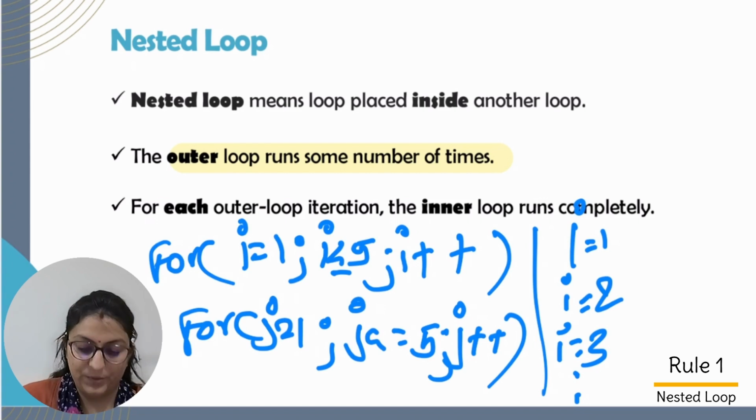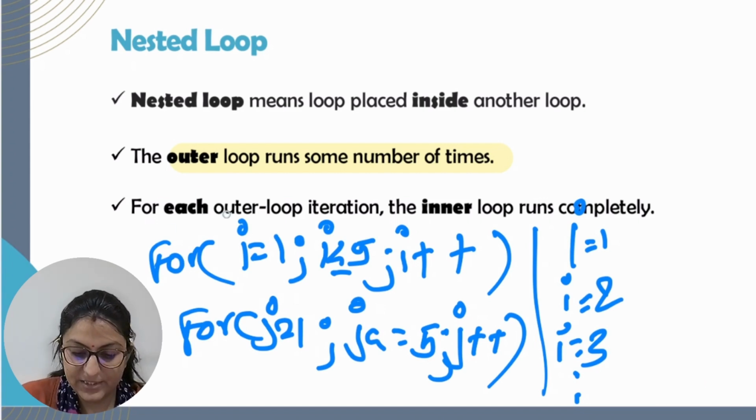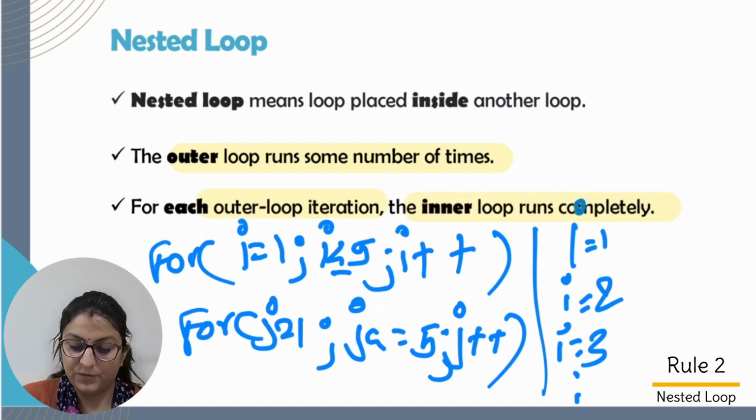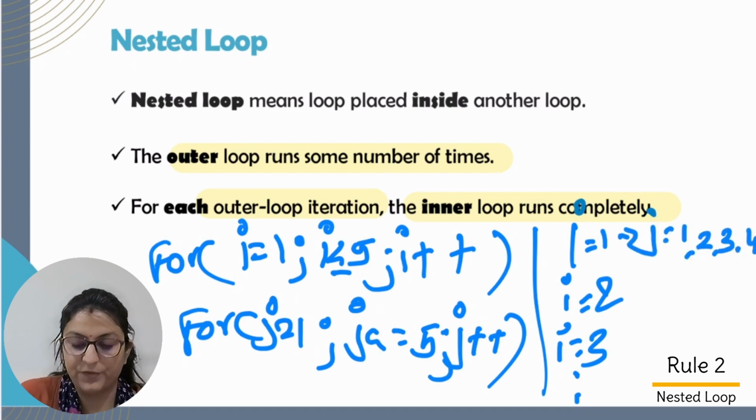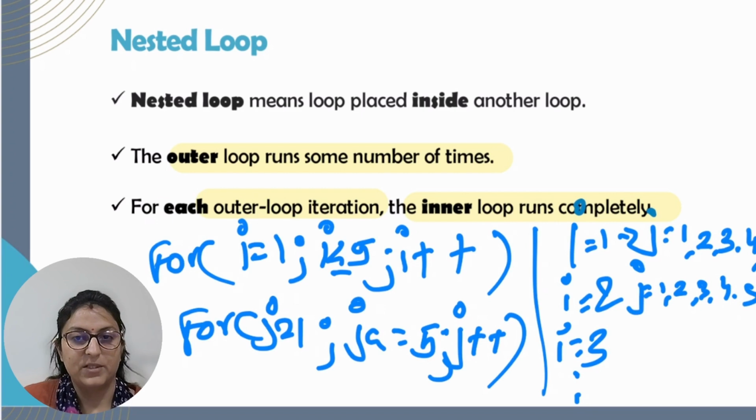What about the inner loop? Let us understand. For each outer loop iteration, inner loop runs completely. For example, जब I की वैल्यू 1 होगी तब J की वैल्यू 1, 2, 3, 4 और 5. मतलब it runs completely for each iteration of I. Again जब I is 2, then J will be run 1, 2, 3, 4 and 5, 5 times. So that is the rule most important for this inner loop, that for each outer loop iteration, inner loop runs completely.